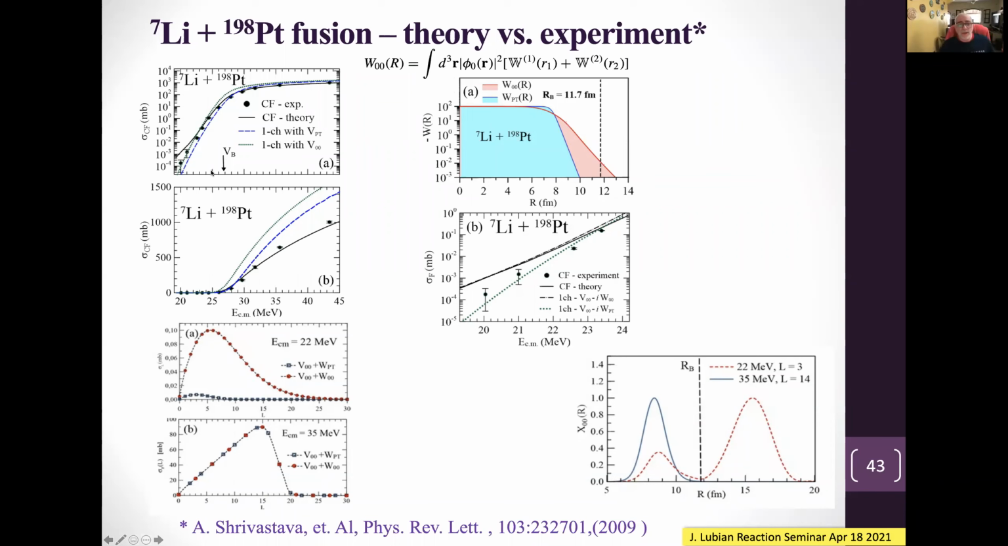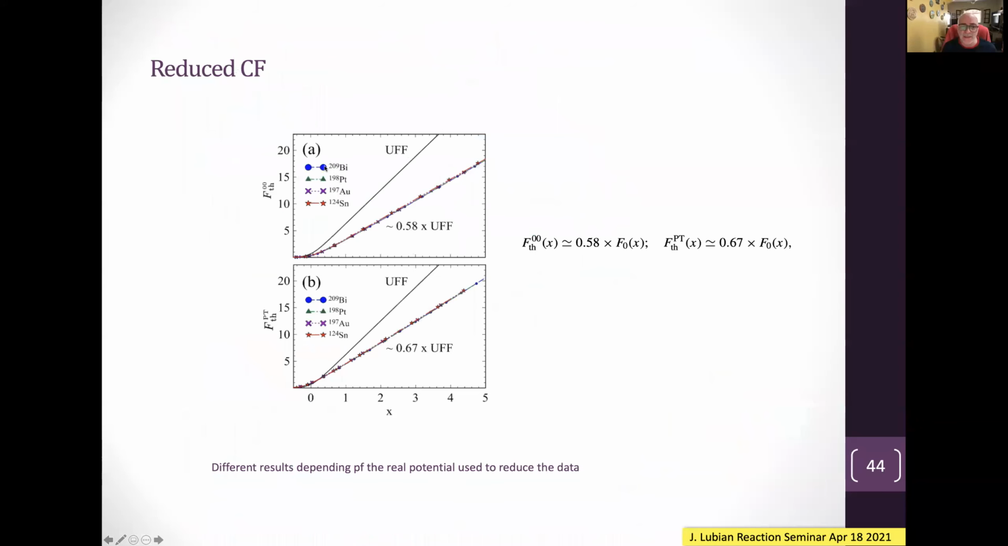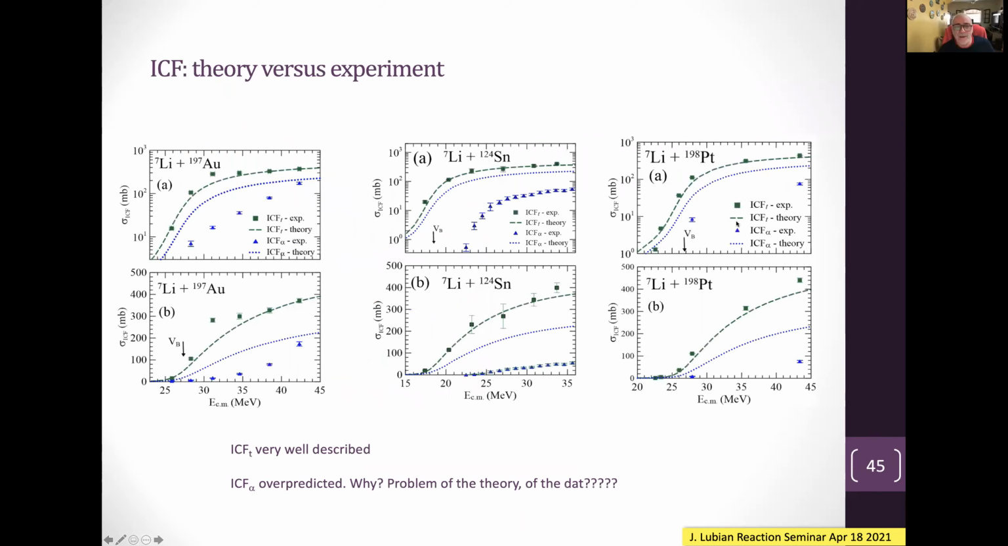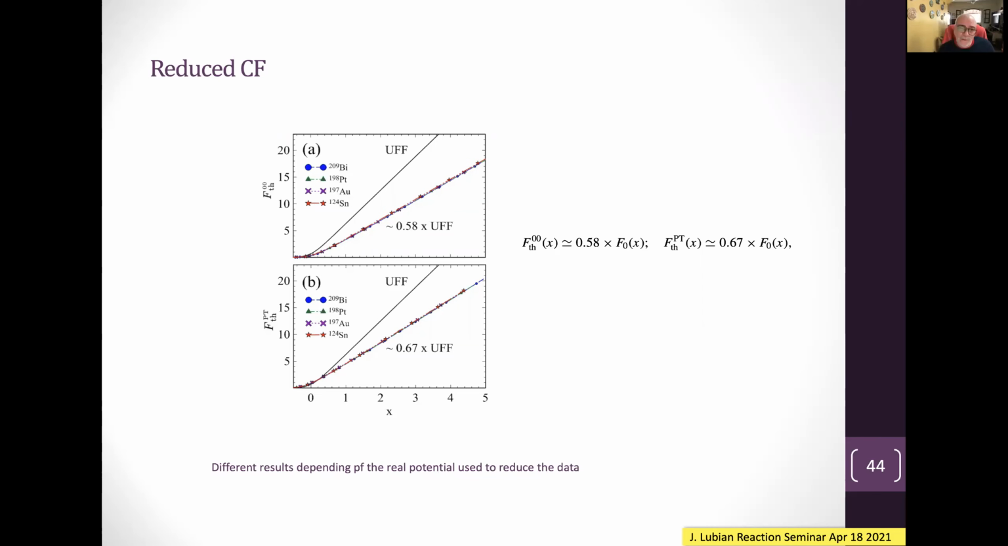Now I come back to the reduction I talked to you about earlier. In this case, we are reducing the same data for all the systems we have. You see that the very good quality data all coincide on the same line. This is the universal function we want to compare to. In one case, we are using the barrier parameters obtained with the systematics of the Sao Paulo potential, in which the cluster structure of the projectile is not considered.